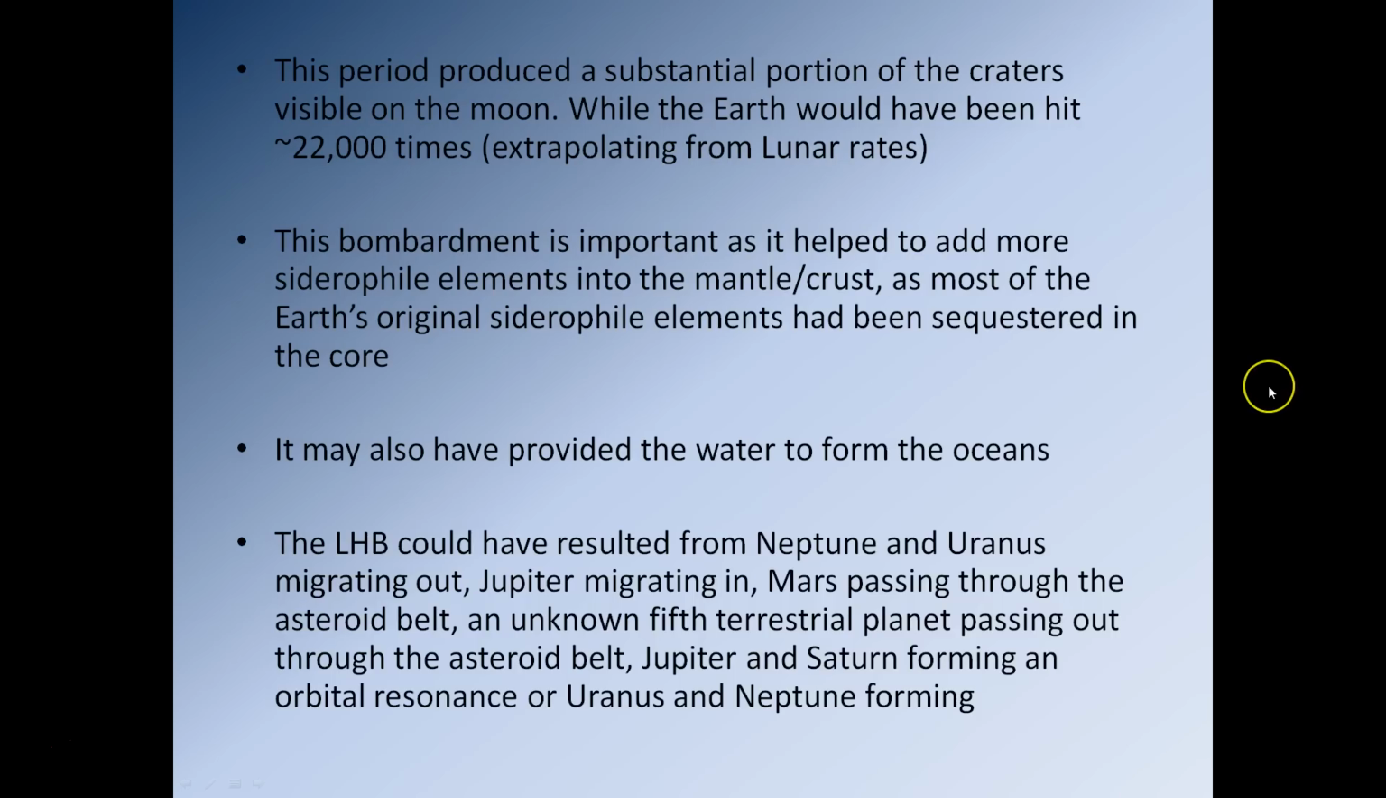Now, a lot of the bodies that hit the Earth during this period would actually have been comets, and comets are very, very water ice rich. So it's a very reasonable suggestion that the formation of the Earth's early oceans may well have been assisted greatly by the addition of all this water coming from outer space in the form of comets. So the Late Heavy Bombardment is very, very important.